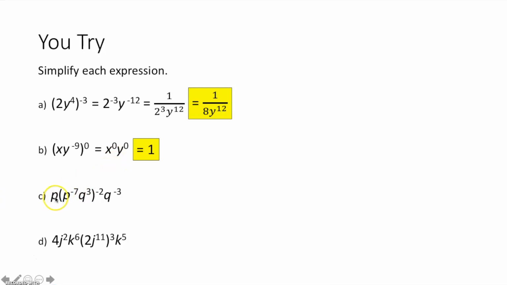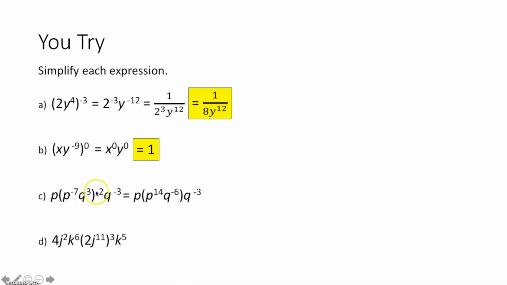Here we have p times the quantity p to the negative 7th, q to the 3rd, all being raised to the negative 2nd power, times q to the negative 3rd. So this requires order of operations. What do we do first? Well, you need to do your exponents first before you multiply anything. So let's take care of this power to a power. So this negative 2nd power, I actually have to distribute to the 3 and to the negative 7. So this becomes p to the 14th times q to the negative 6th.